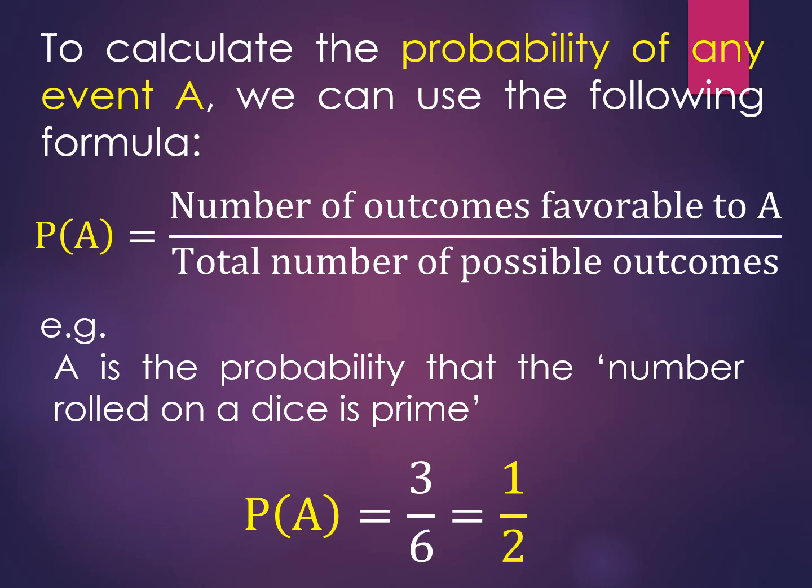So why do we have 3 as the number of outcomes favorable to A? We have 2, 3, and 5. So that's why we have 3 in the numerator. And for the total number of possible outcomes, we have 1, 2, 3, 4, 5, 6. And always reduce the probability into its lowest term.